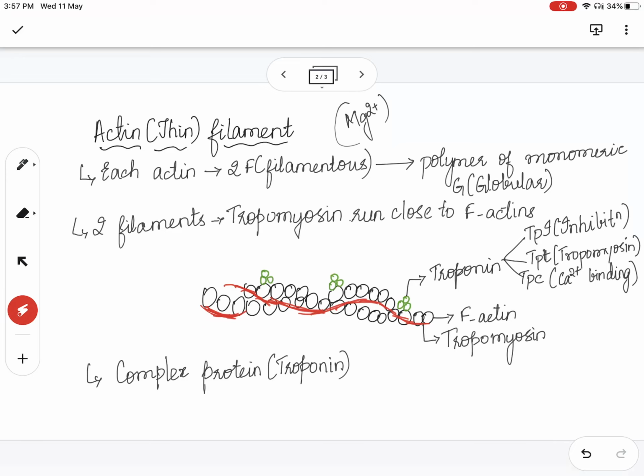I'll repeat the whole thing once again. There is G, that means globular actin, a monomeric form which is going to polymerize to form the filamentous category of actin, that is F actin, with the help of magnesium ion. And there is also another protein called tropomyosin which is going to run along the entire length of this F actin. And there is another complex protein called troponin, which is also called a trimeric protein because it has three subunits, that is TPI, TPT and TPC. Okay, this is about the actin filament.